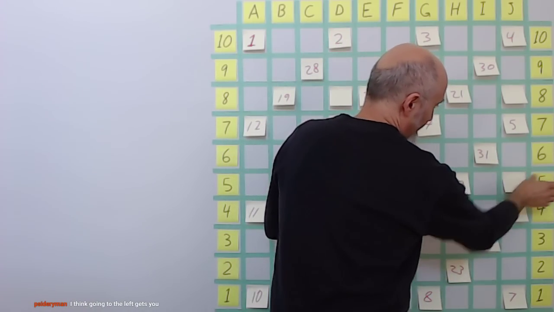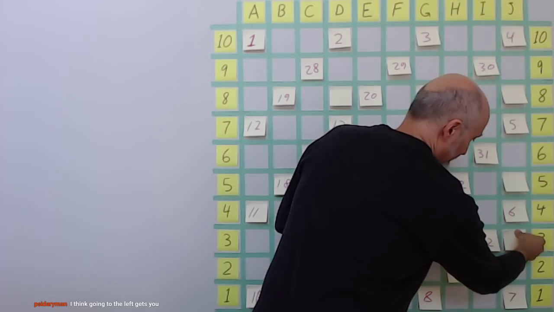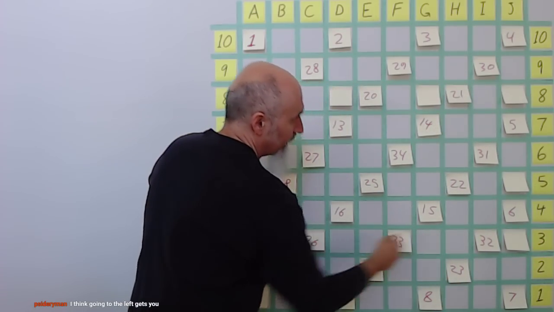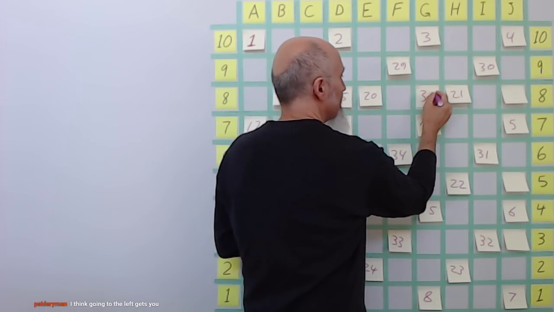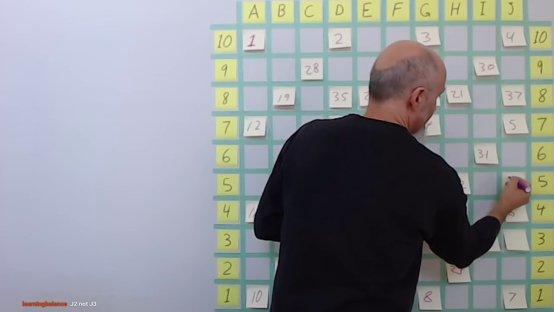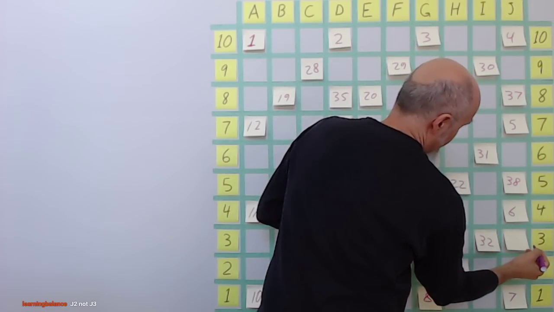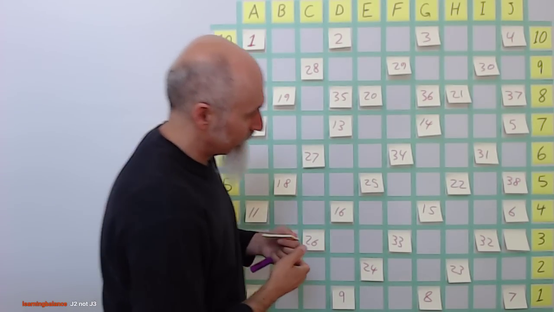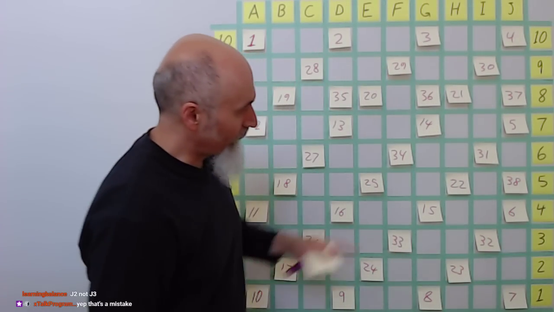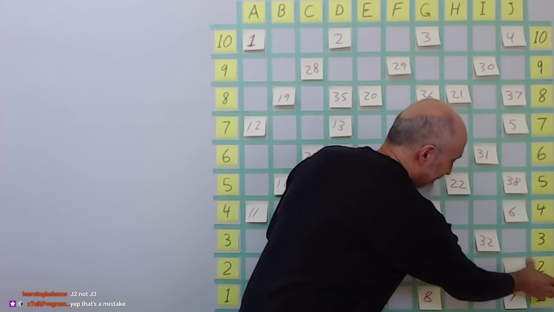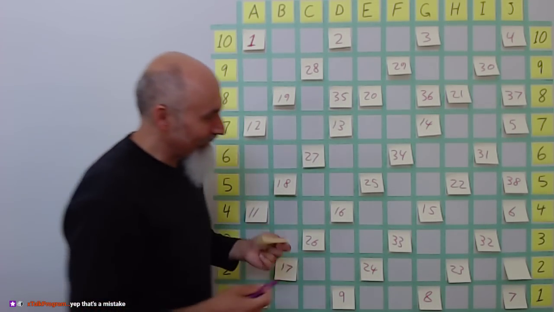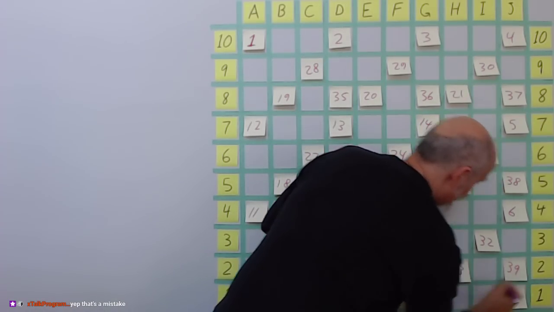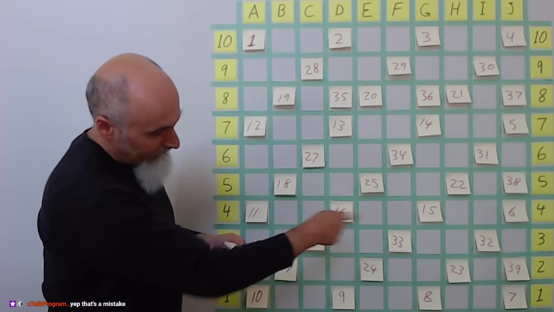38, 39, and then we got choice. We can go down or come diagonal again. 35, 36, 37, 38. Hey, what's that? Did I put down the wrong place? Oops, not there. 38, so we're here. 39. Oh, I put it in the wrong place. Yep, that's a mistake. Okay, awesome. 39. So now we keep on going in a circle, right?